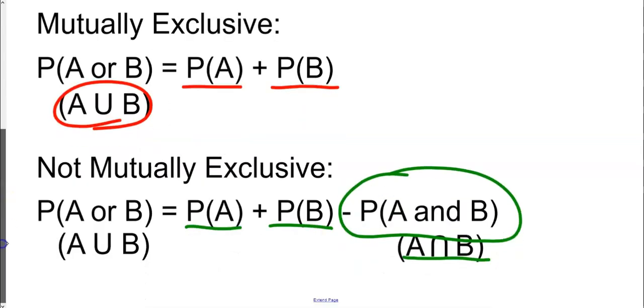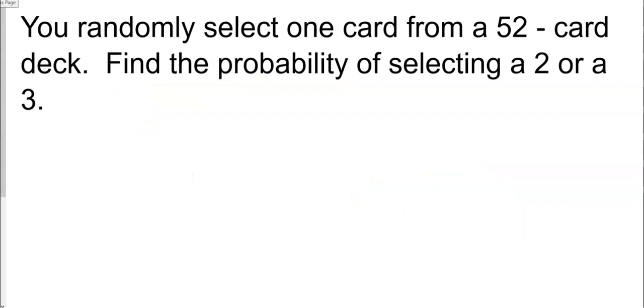Okay? So let's go and do some problems. It says you randomly select one card from a 52 card deck. Find the probability of selecting a 2 or a 3. So we want the probability of a 2 or 3.